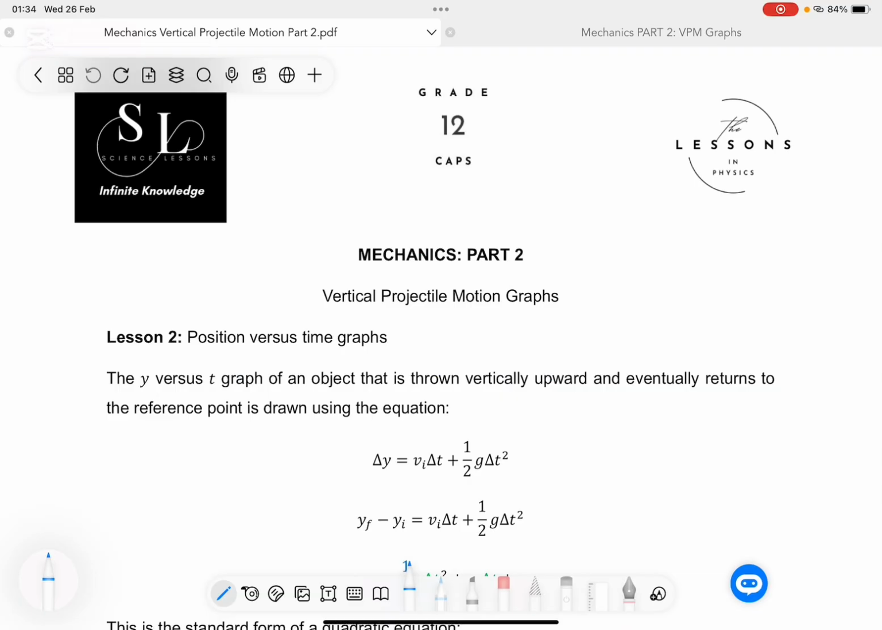I highly recommend that you watch Mechanics Part 1 before you go through Mechanics Part 2, because the material covered in this section requires the background that we have done in Part 1. Part 1 covered an overview of vertical projectile motion together with calculations.